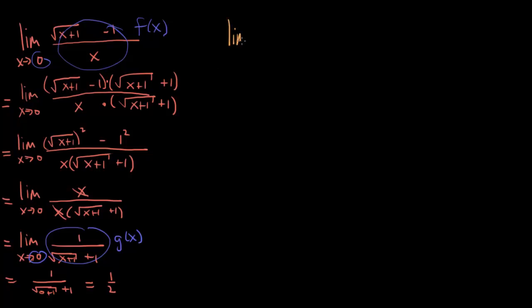Okay, let's look at the limit as x approaches 16 of 4 minus the square root of x over x minus 16. What happens if we try to use direct substitution? Well, on the bottom, a 0 is very clear. On the top, also a 0 occurs. So we cannot evaluate this limit using direct substitution.